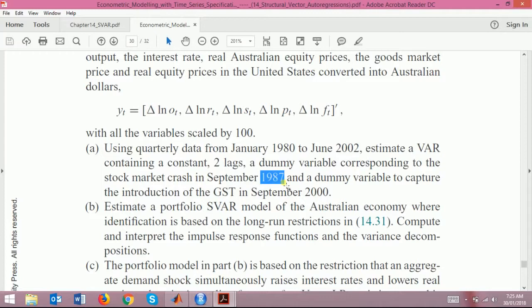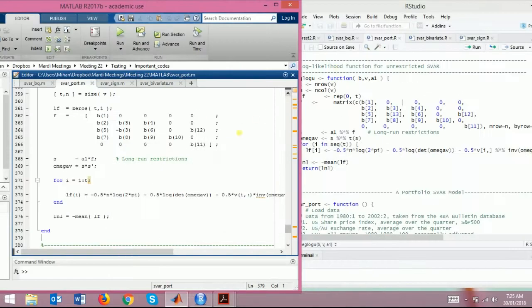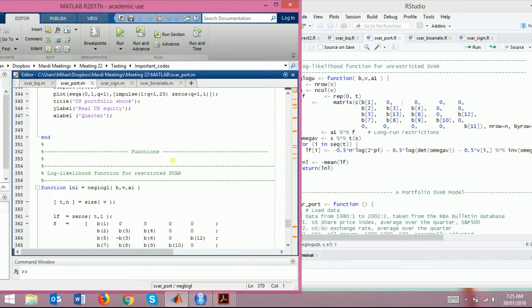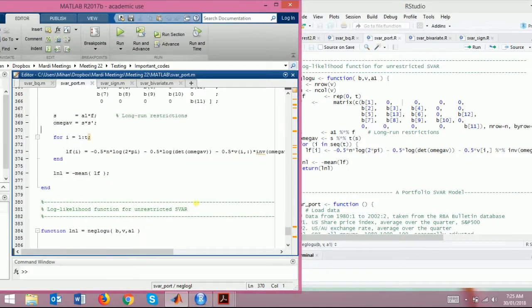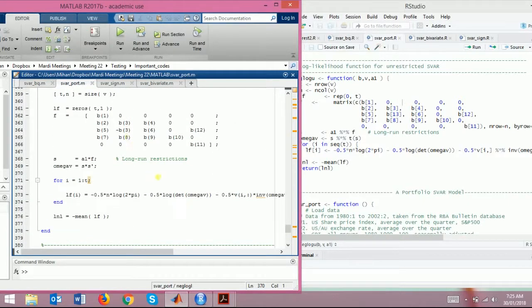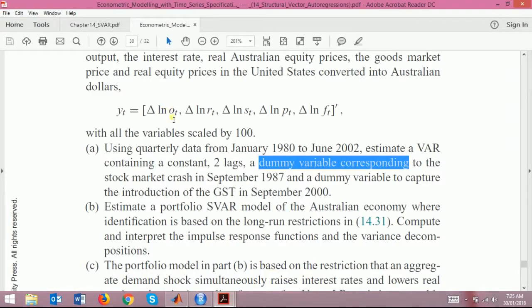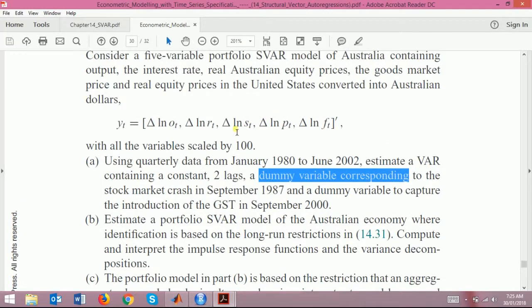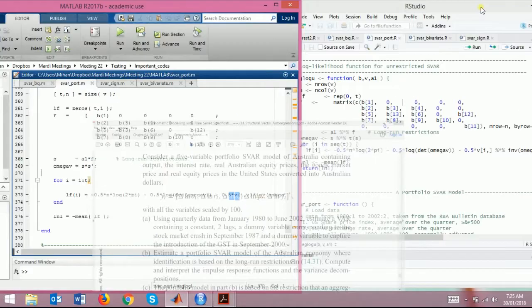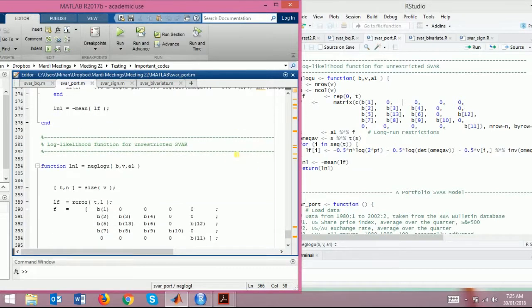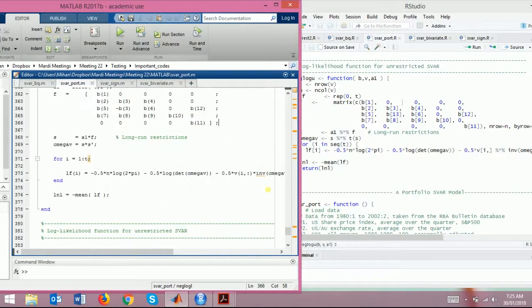1987 stock market crash. A dummy variable. So there is a dummy variable b13. b1, b2, b3, log st. Just where Australian equity prices, stock prices, and stock price crash. So restricted and unrestricted are set like that. b3 and b13, that's the game.